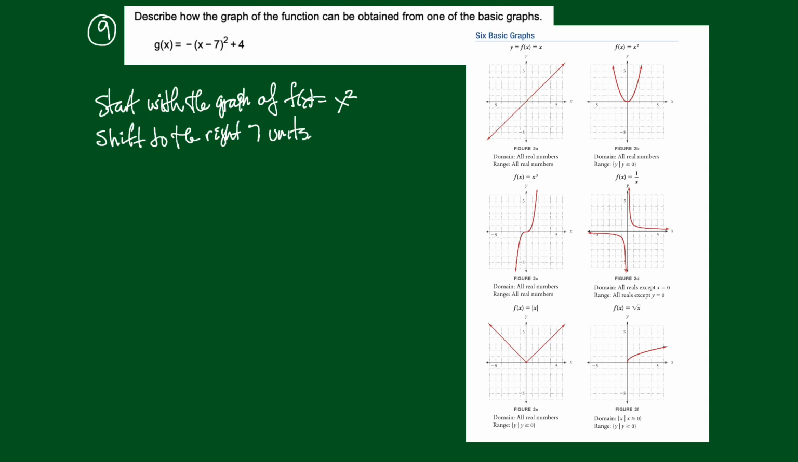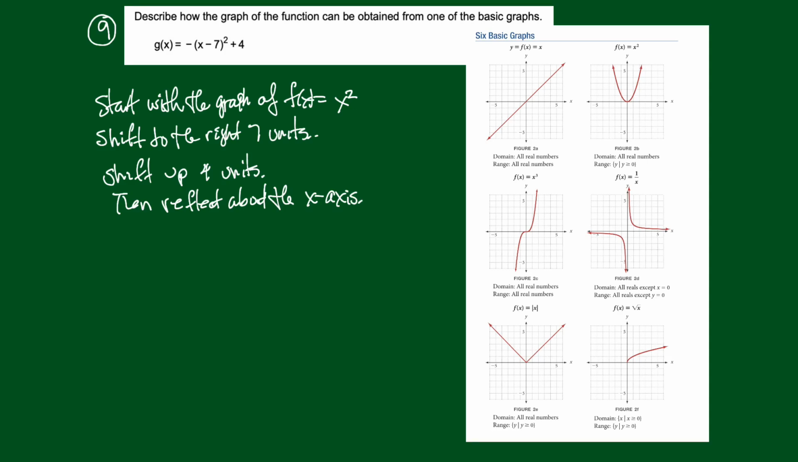Then, I see the +4, so now I'm going to shift up 4 units. Then, I see this negative, so then reflect about the x-axis.